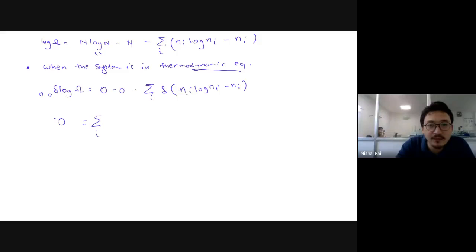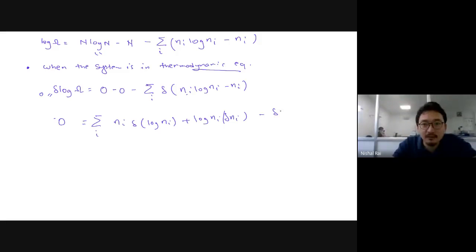If you take a differentiation with respect to this, the product rule we are using, let's first put it in this manner: log of ni delta of ni, differentiation of log of ni, plus log of ni delta of ni. We have used the product rule over here, minus delta of ni.